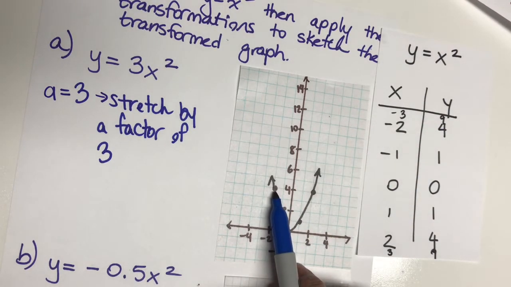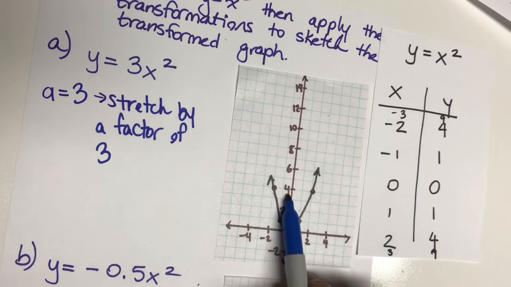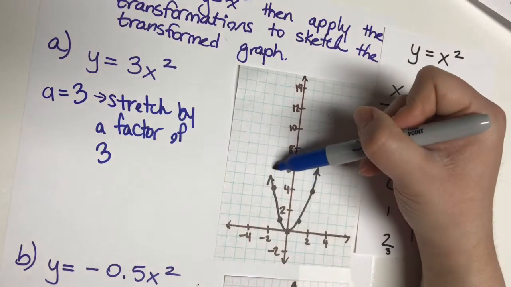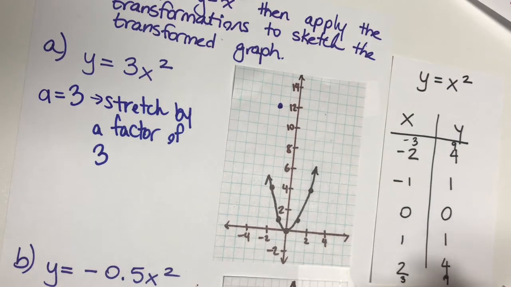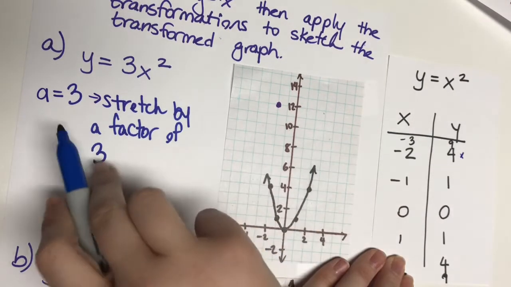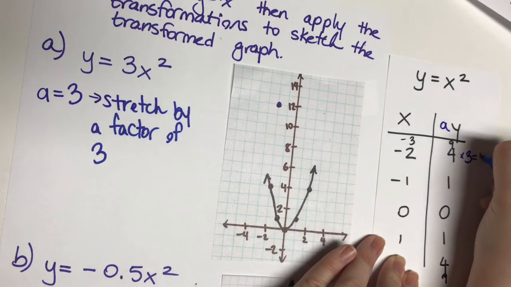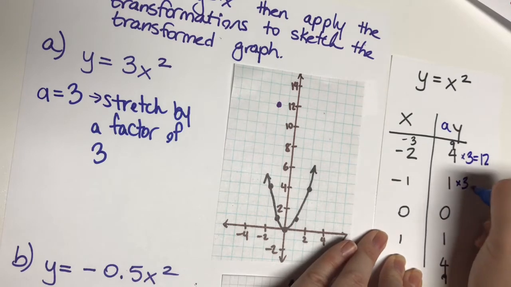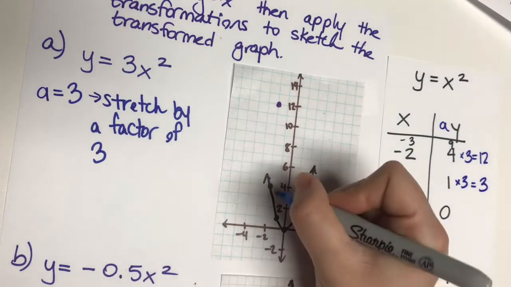Here my y value is 4, so I'm going to stretch it. Instead of 4, I'm going to multiply it by 3. So 4 times 3 is 12. So this dot right here, instead of being at 4, it is actually going to be up here at 12. The x value doesn't change. So it's almost like we're multiplying this whole column by our factor, which is 3. So I'm going to multiply this by 3 and I get 12. Multiply this by 3 and I get 3. So 1 times 3 is 3, so this is where my new coordinate goes.